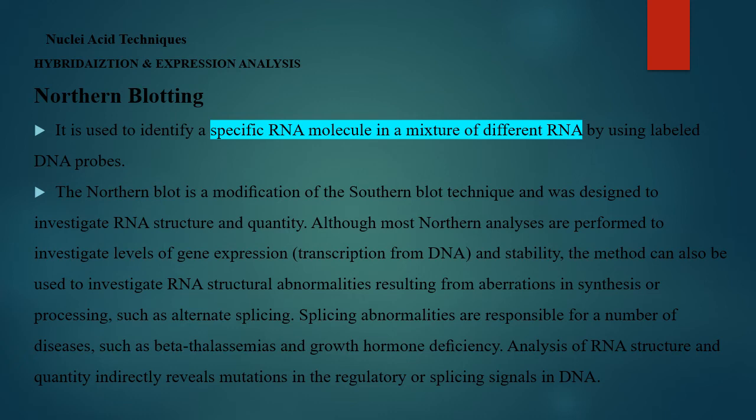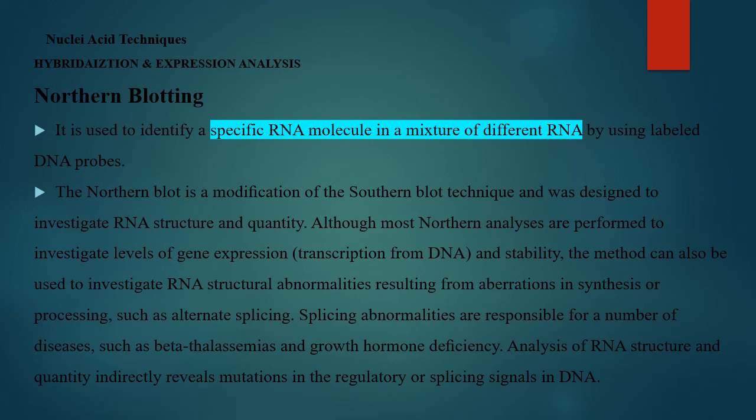RNA structure and quantity. Although most northern analyses are performed to investigate levels of gene expression, that is the transcription from DNA, and stability, the method can also be used to investigate RNA structural abnormalities resulting from aberrations in synthesis or processing, such as alternate splicing. So apart from helping you identify the structure and quantity, it also helps you find out whether transcription went on properly.